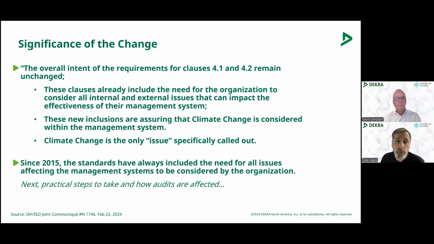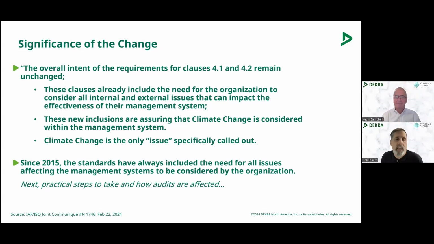Climate change is the only issue in clause 4.1 that's specifically called out. So since 2015, all of the ISO management system standards have always included the need for all issues that could affect the management systems to be considered by the organization, internal and external issues. Think about a significant external issue that has impacted all of us, the pandemic. That was an external issue, and companies should have been considering that as an external issue and how it could affect the business. Of course, some companies have and some companies haven't. But now climate change is specifically called out to be considered.